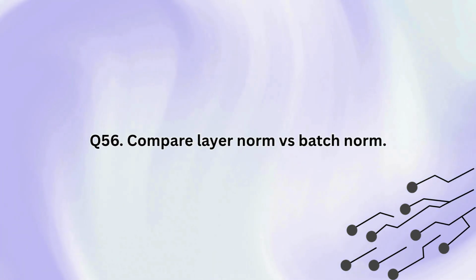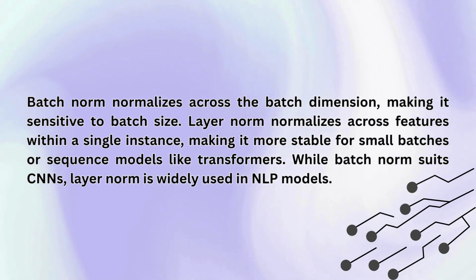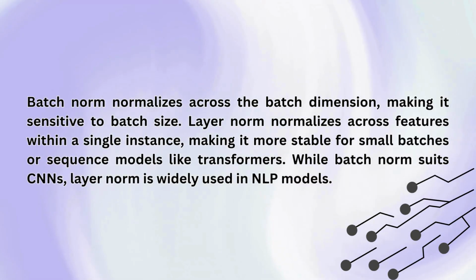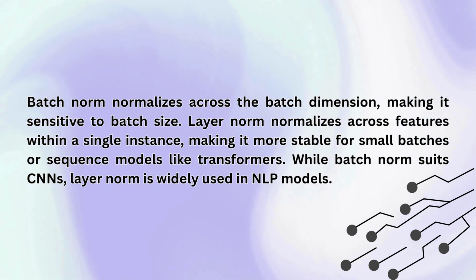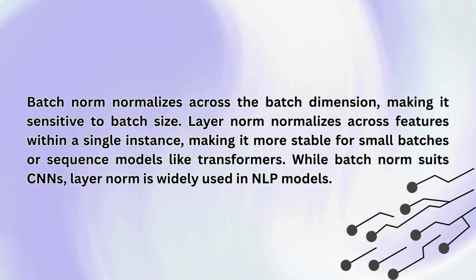Compare layer norm versus batch norm. Batch norm normalizes across the batch dimension, making it sensitive to batch size. Layer norm normalizes across features within a single instance, making it more stable for small batches or sequence models like transformers. While batch norm suits CNNs, layer norm is widely used in NLP models.